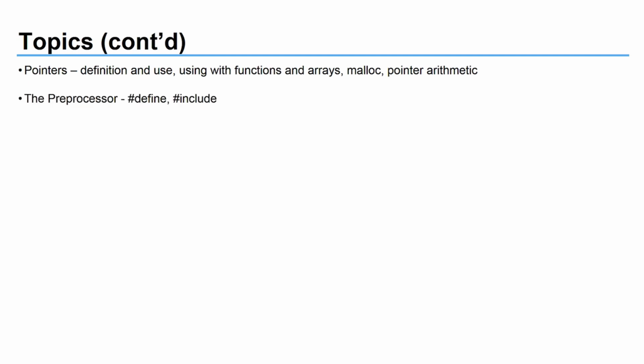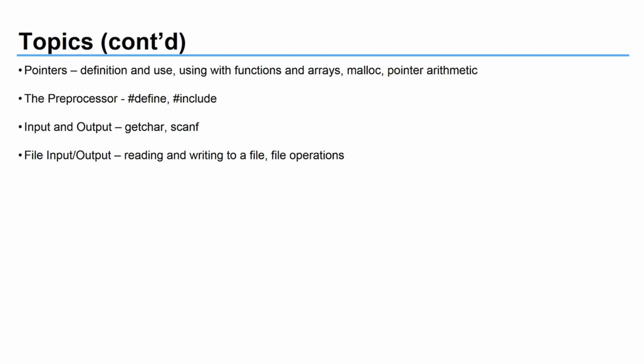The preprocessor we're going to learn about. This is a step that happens before the compiler. Specifically, there are directives that you need to understand, like define and include. We'll go through that. We're going to go through input and output, how you can read and write data to the console. We talked about printf. We're going to go into a little more detail into that by using getchar and scanf, format specifiers, things like that. We're also going to talk about how you can read and write data to a file.